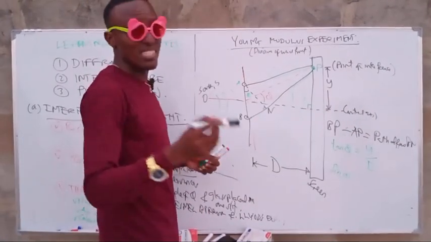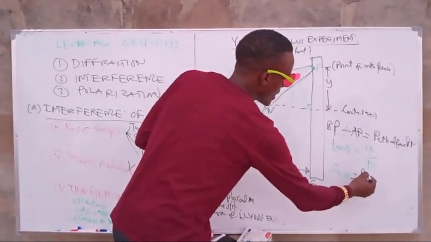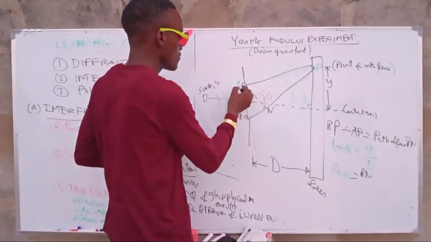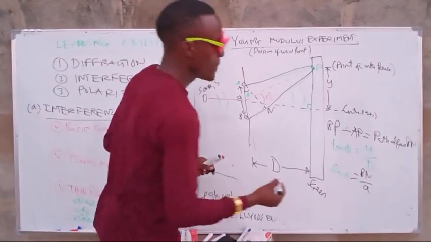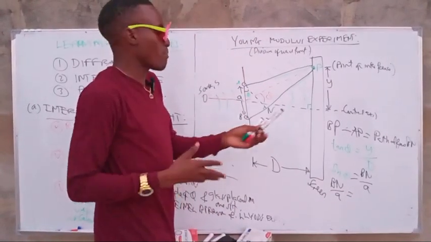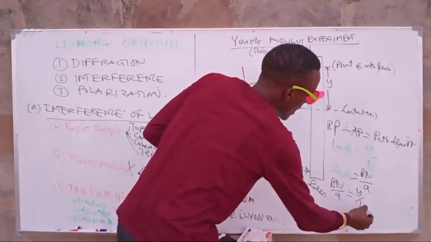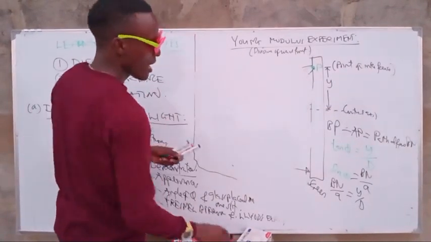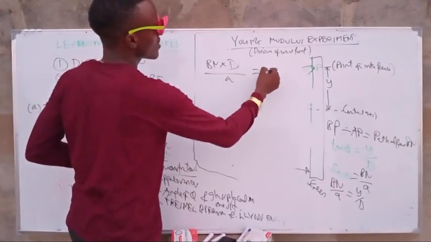Now we can speak about the sine of this theta, which is equal to BN over this distance from here to here, which we have just called A. So sine theta equals BN over A. Because the sine of an angle is approximately equal to tan if it's a small angle, we can compare with y over D. So BN times D over A is just equal to y.